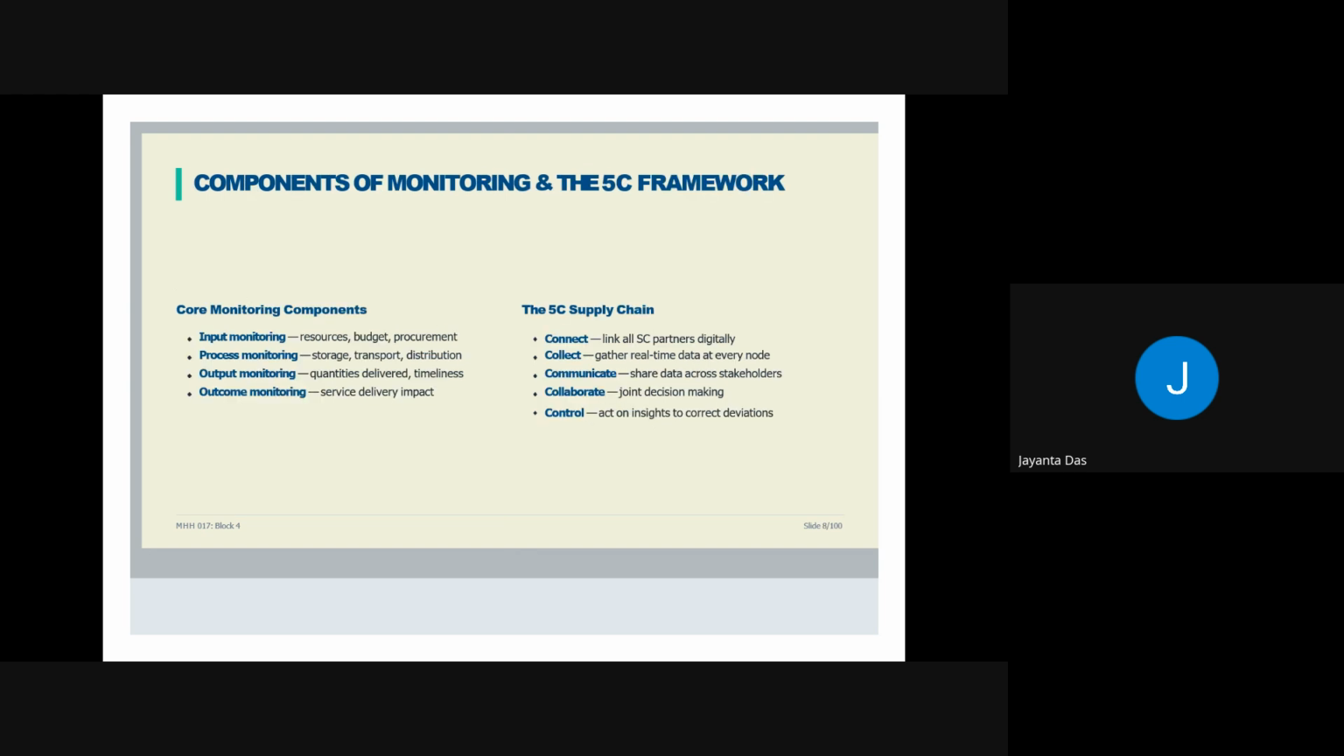The components of monitoring and the 5C framework. What are the five components of monitoring? It is very easy to understand, what we always say in management, that is input, process, output, and outcome. Input monitoring is the resources we are having, the budget we have planned, and the procurement we are performing. Process is the storage, transportation, distribution of it. And output monitoring is quantities delivered, timeliness of delivery. So these are the outputs which we will be reaping if we can maintain our supply chain properly.